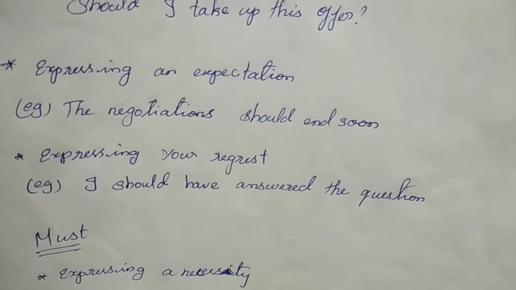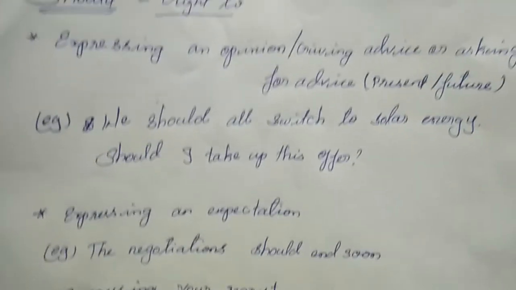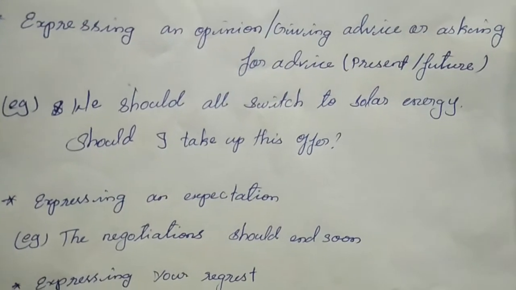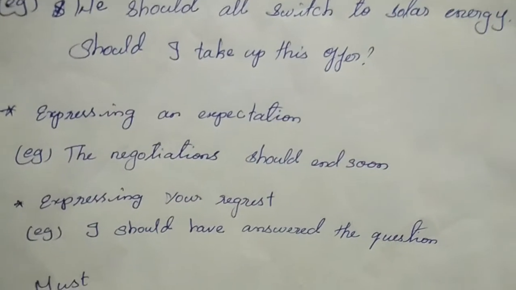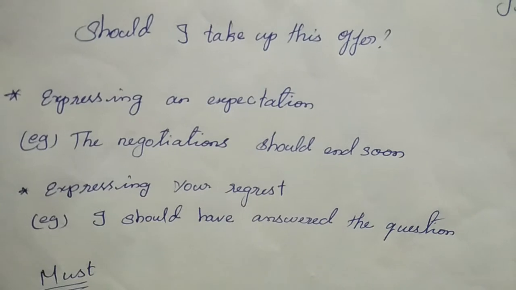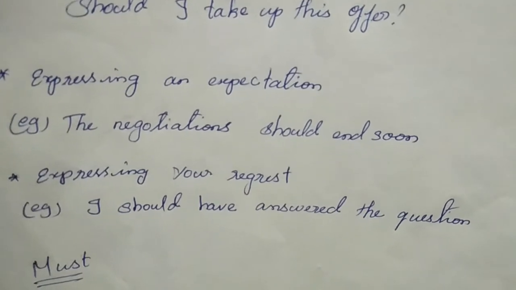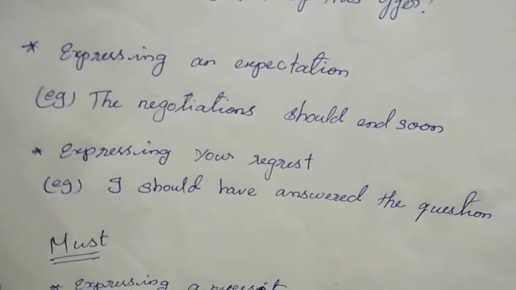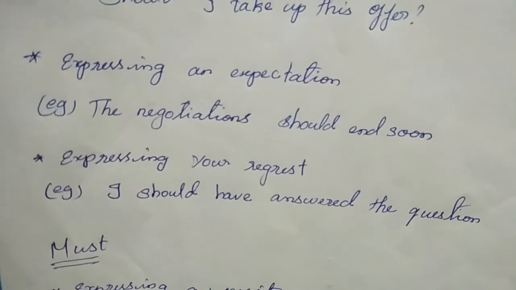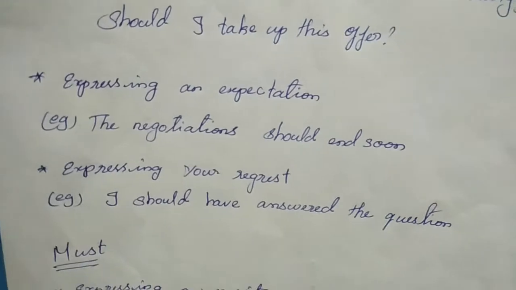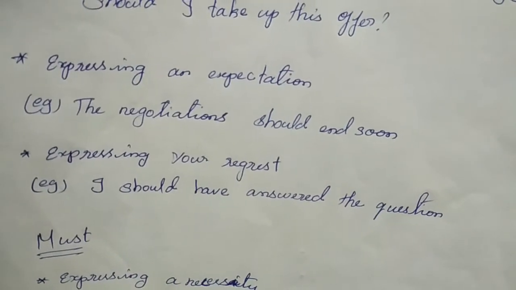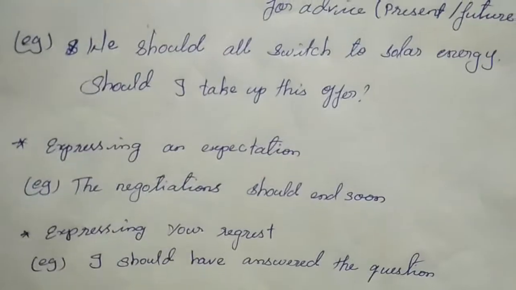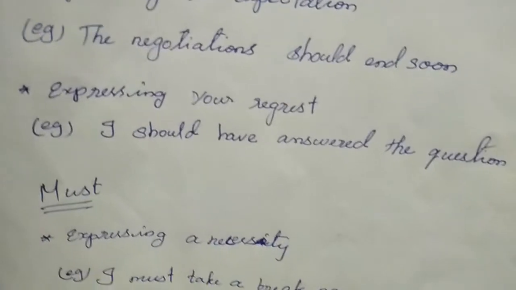We can also use ought to there. So the first usage is giving an opinion, giving advice, or asking for advice. The next one is expressing an expectation, and the third usage is to express your regret. So these were the three usages of should: to express your regret, to express your expectation, and to express your opinion or give advice or ask for advice. You can use this modal should for three usages.